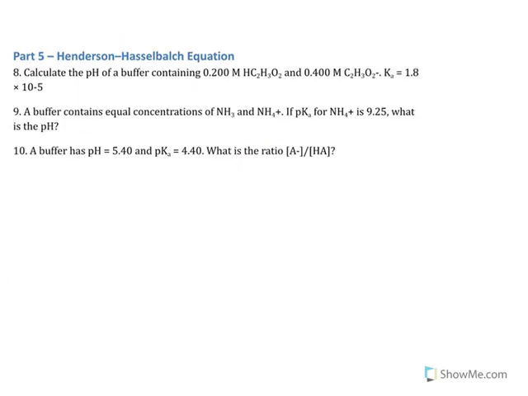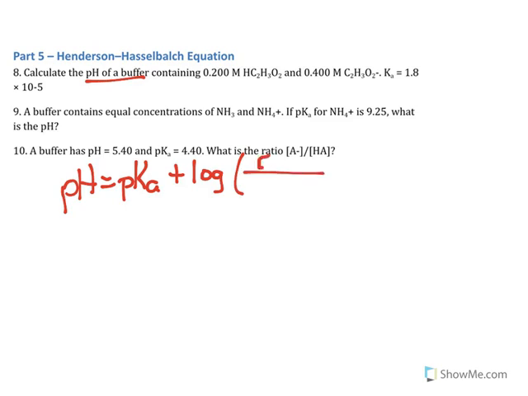Number 5 is actually some calculations with the Henderson-Hasselbalch equation. So we'll start with number 8 here. Calculate the pH of a buffer. So right off the bat, pH of a buffer is the Henderson-Hasselbalch equation. pH equals pKa plus the log of the A minus concentration, the conjugate base concentration, over the weak acid's concentration.